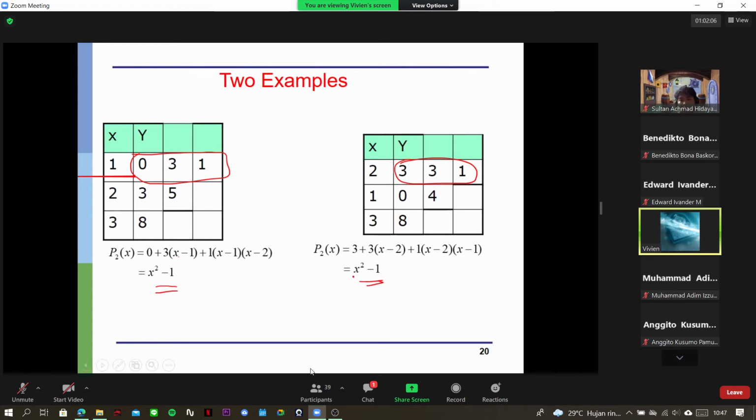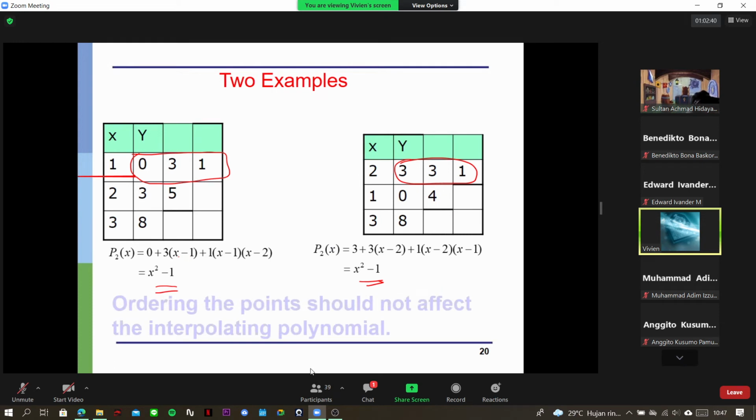So when we use a different order of data, that will be fine. The steps will be different and the coefficients here will be different, but later when you do the calculation, the final result should be the same. So don't be confused about how to order the data. It will be just fine. There will be no effect of ordering the data. Ordering the points should not affect the interpolating polynomial, so the result will be exactly the same.